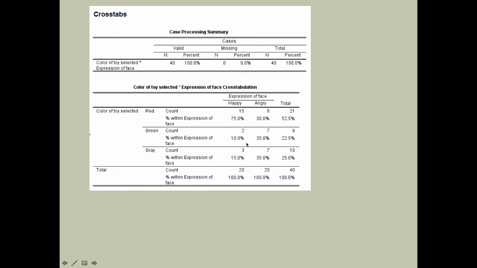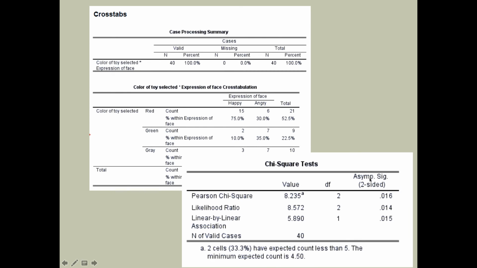So 10% of the children who saw the happy face chose the green toy, while 35% of children who saw the angry face chose the green toy. Does that make sense? Reading that makes sense to everyone? Okay. So this is the other part that comes up.